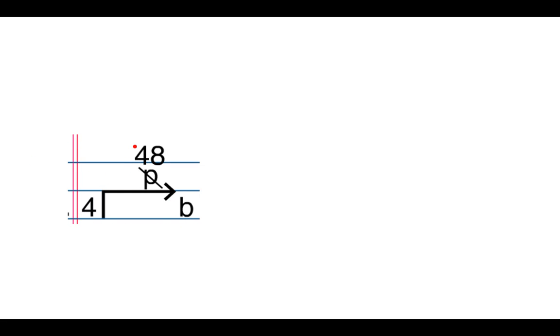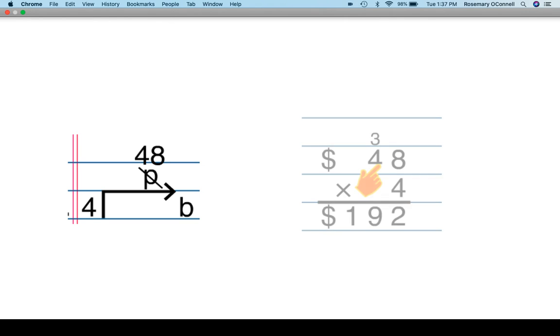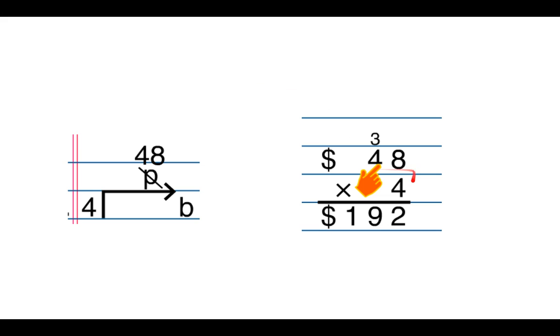4 times P will give us B. 48 times 4, 48 times 4. They say, and there's a way, well, anyway. 48 times 4, oh, look at that hand, so helpful there. 4 times 8 is, that's right, 32. I write my 2 there, carrying my 3. 4 times 4 is 16. 16 plus 3 is 19.